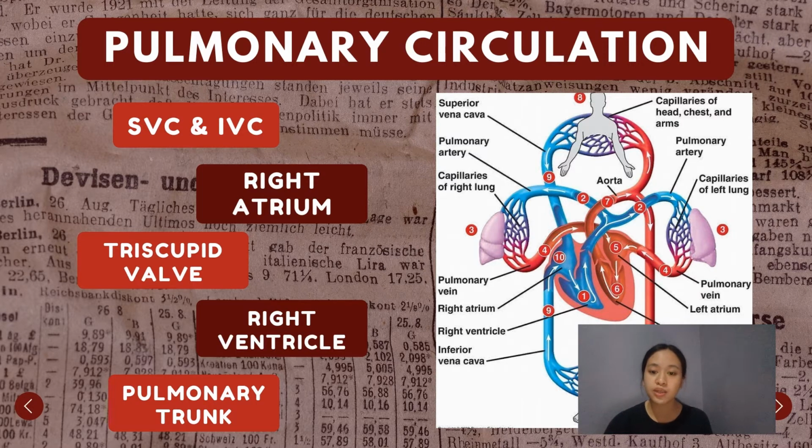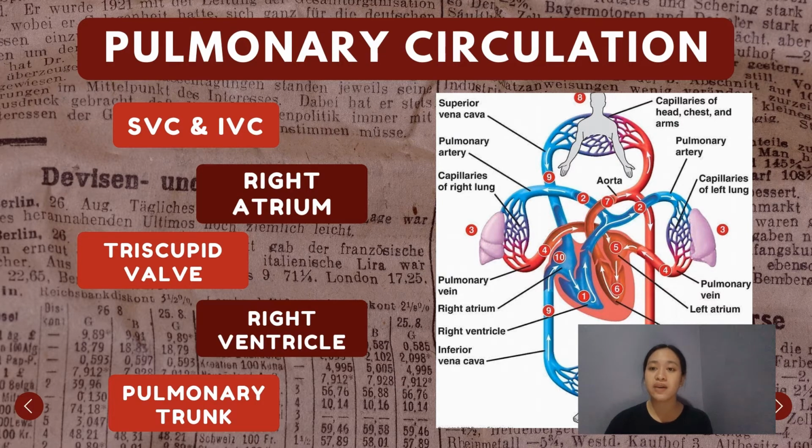As the right atrium puts pressure on the tricuspid valve, the valve will be forced open and the blood will now go to the right ventricle. The tricuspid valve is the valve between the right atrium and the right ventricle. With the help of the pulmonary semilunar valve, the blood in the right ventricle will now go to the pulmonary trunk.